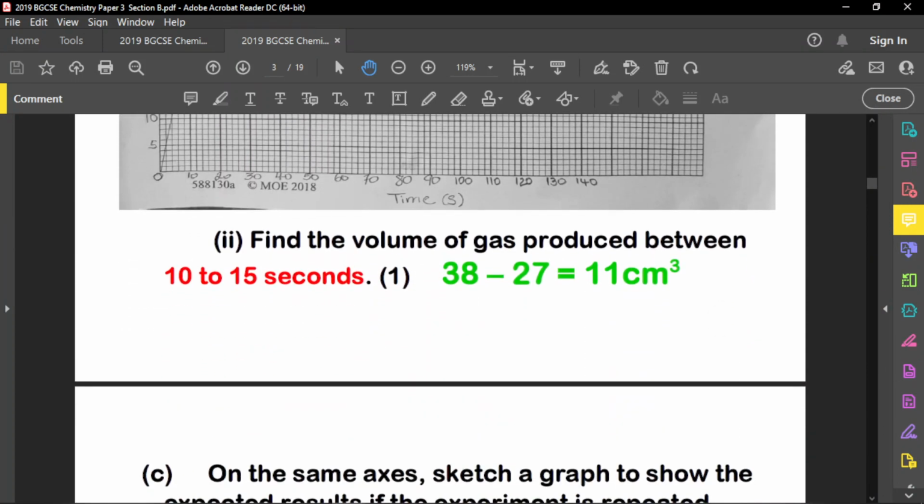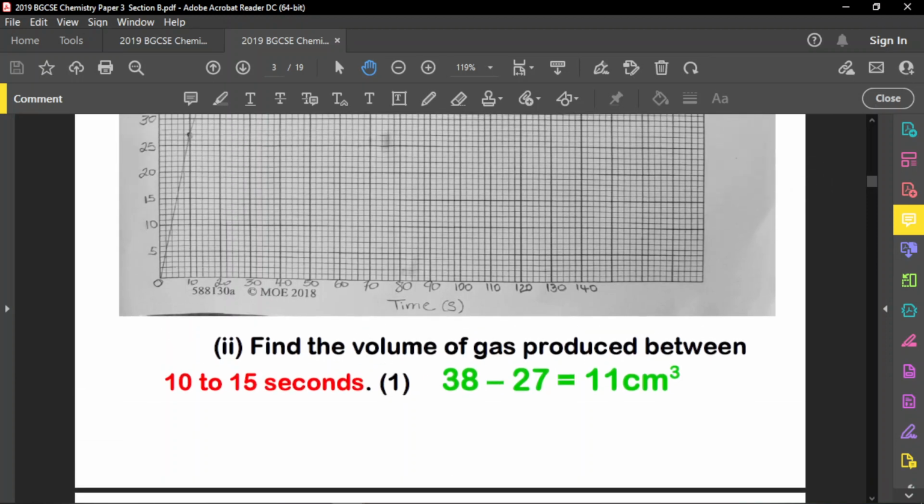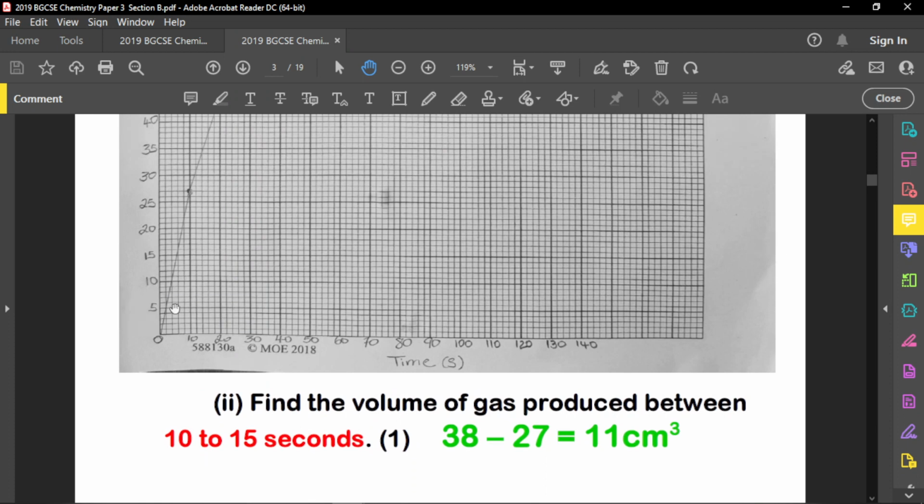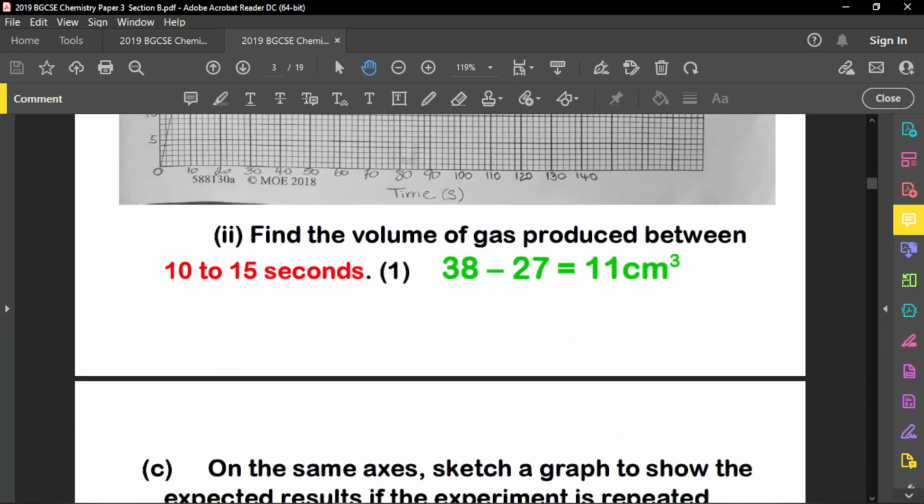Now, for the next part of the question, part 2 is to find the volume of gas produced between 10 and 15 seconds. And so at 10, if you go on the graph, it will be 27 right here. And then at 15, which is right here, halfway in the middle, come all the way up here, it will go all the way up to 38. All right. And so what you do is 38 minus 27 to get 11 centimeters cubed of gas produced between that.